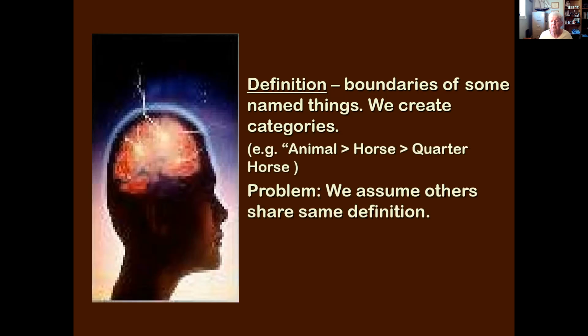Problem, we assume others share the same definition. Not always. When we use words with definition, they can mean different things to people. So the more concise we get, the better it becomes in regard to understanding. But definition helps that process. Animal, okay, I got it. It's an animal. A horse, okay, now that helps. A quarter horse, that really makes it even much more clear. A horse with some white, a quarter horse, that gives it even more definition.